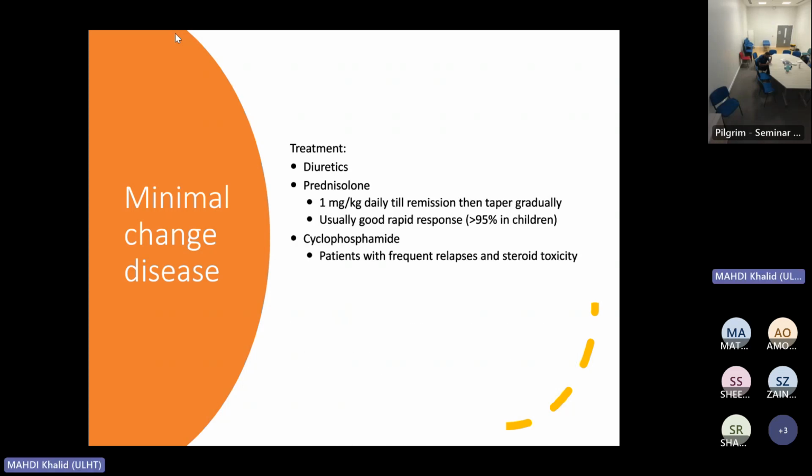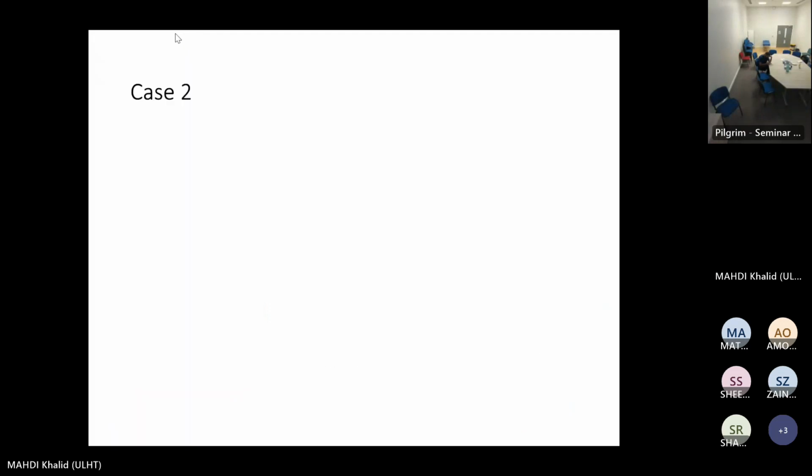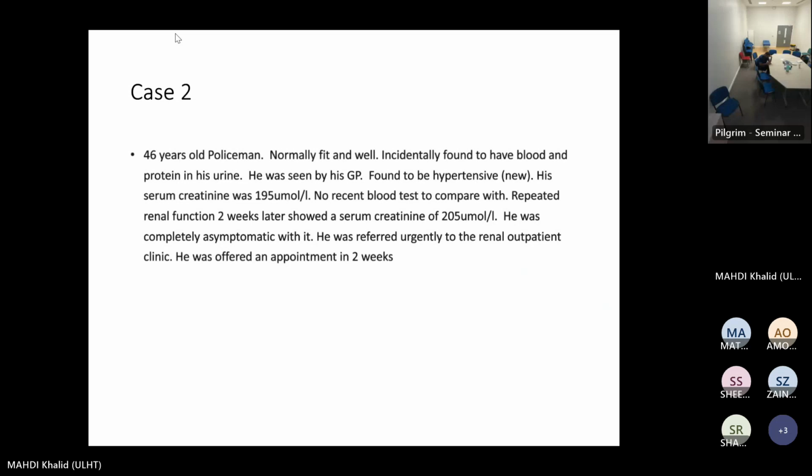So treatment is prednisolone, cyclophosphamide being second line treatment, and then cyclosporine or tacrolimus as our third line. These are all real cases, by the way.